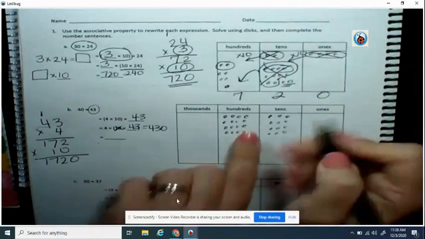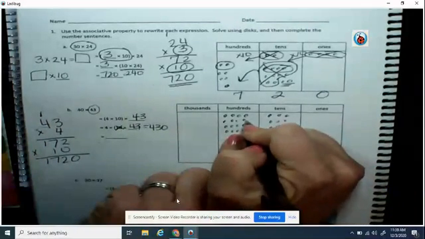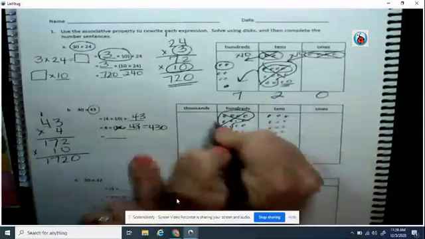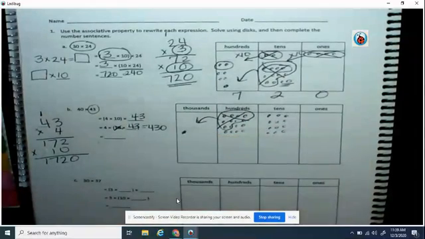Okay, let's see if that's what we get. 4, 8, 10. Those 10 move over, and now I have 1,000.